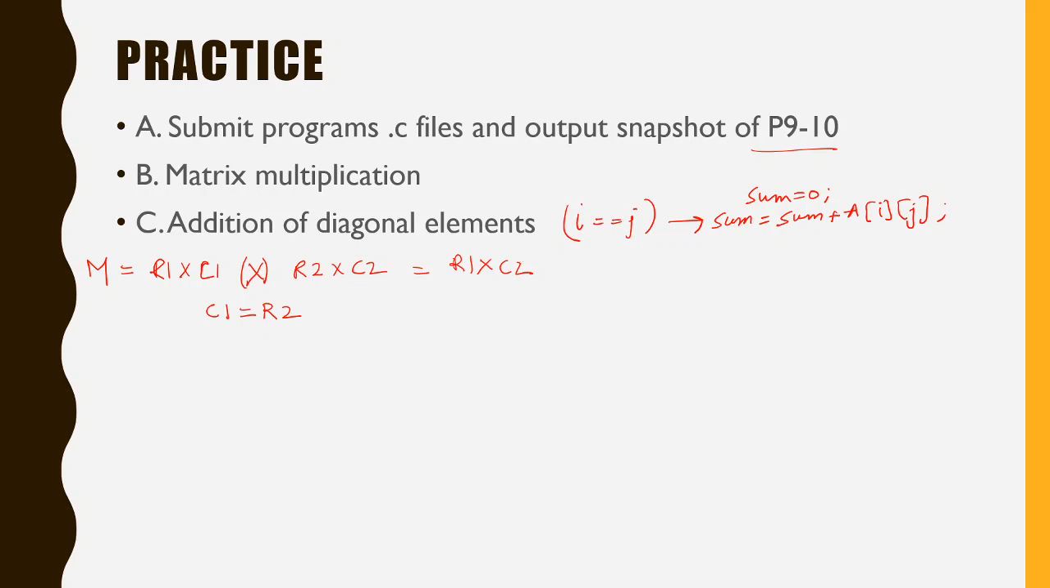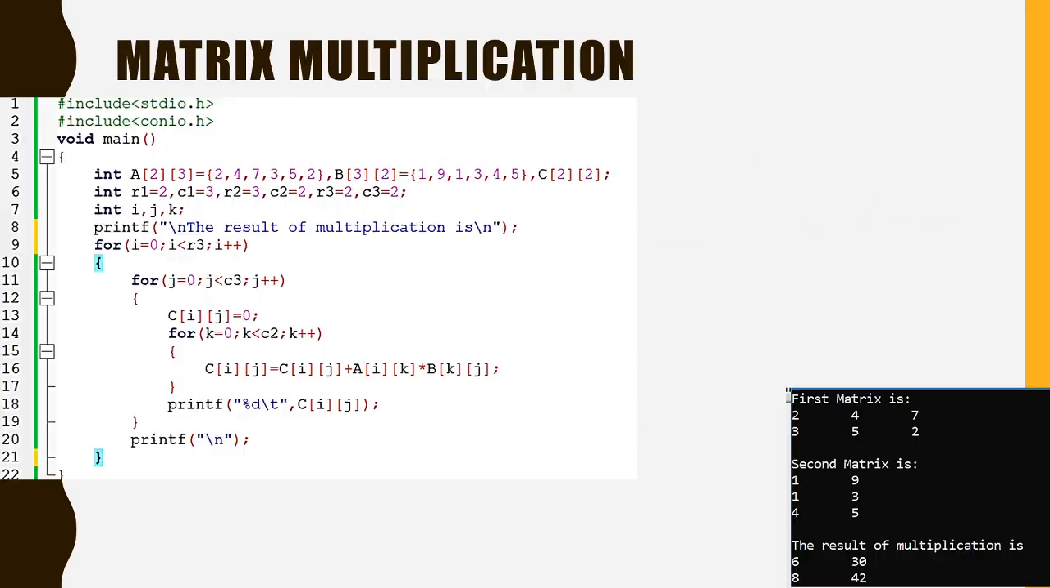So first you have to take input, as this input can be a, this input can be b, and the output can be c, and c has to be r1 cross c2. You first have to check whether c1 is equal to r2 or not. If it does not hold, then you print an error. This is the logic for matrix multiplication.